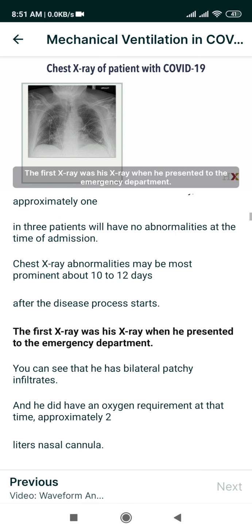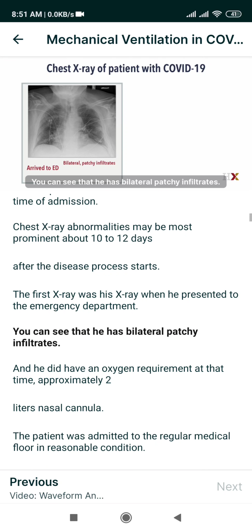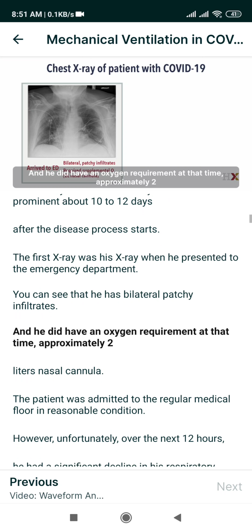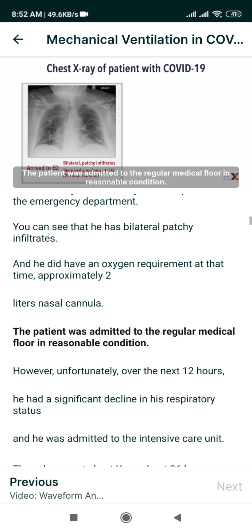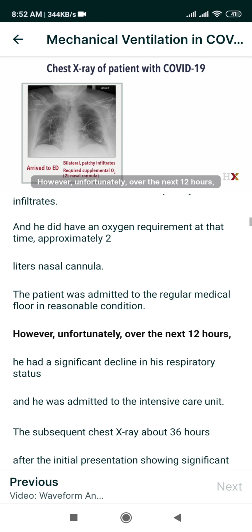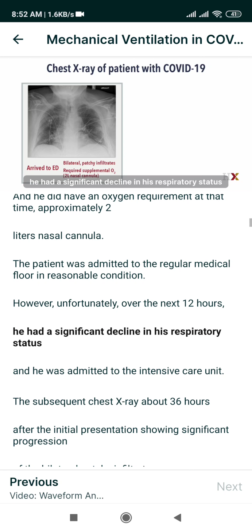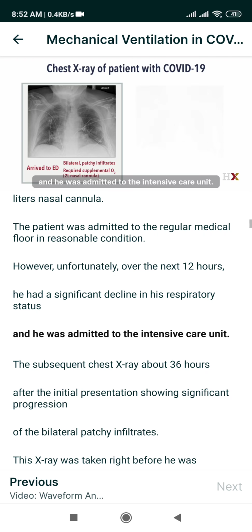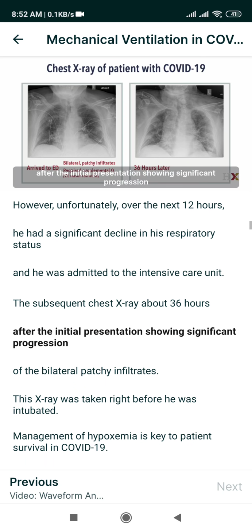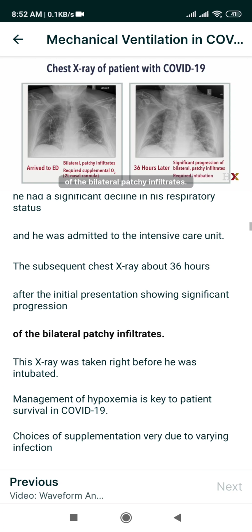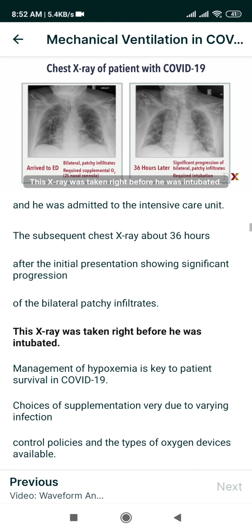The first X-ray was his X-ray when he presented to the emergency department. You can see that he has bilateral, patchy infiltrates, and he did have an oxygen requirement at that time, approximately 2 liters nasal cannula. The patient was admitted to the regular medical floor in reasonable condition. However, unfortunately, over the next 12 hours, he had a significant decline in his respiratory status, and he was admitted to the intensive care unit. The subsequent chest X-ray, about 36 hours after the initial presentation, shows significant progression of the bilateral patchy infiltrates. This X-ray was taken right before he was intubated.